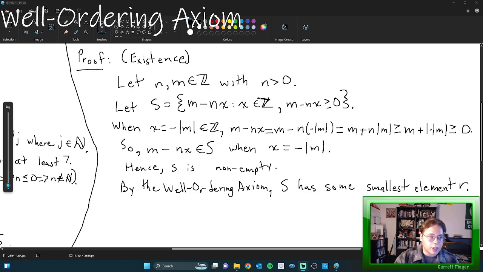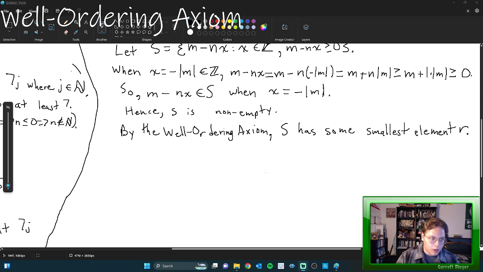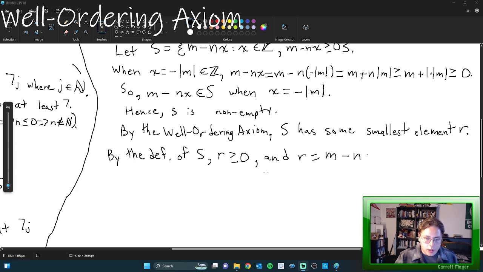So by the definition of S from above, r is greater than or equal to 0, because all elements of S are greater than or equal to 0, and r equals m minus nq for some integer q.